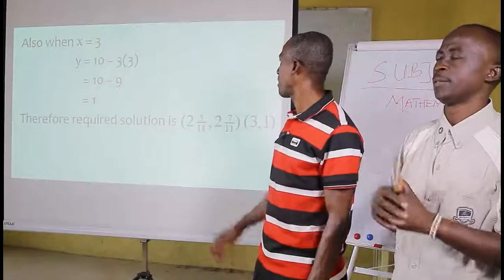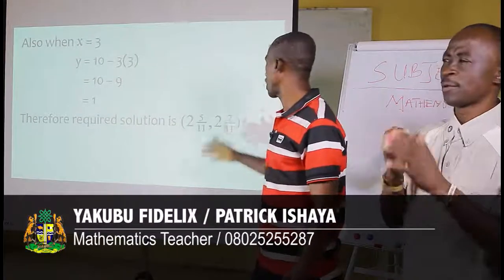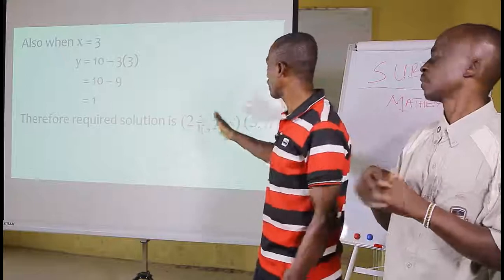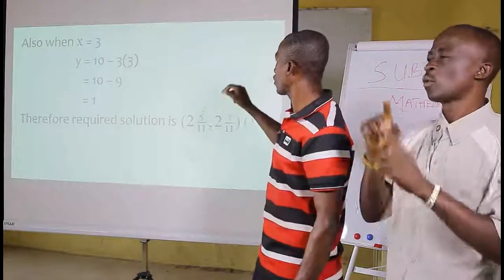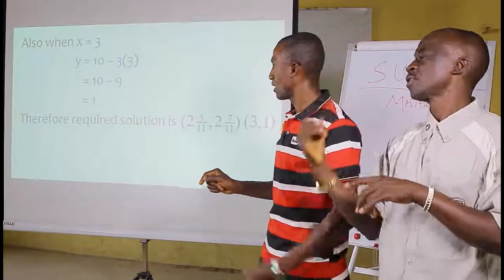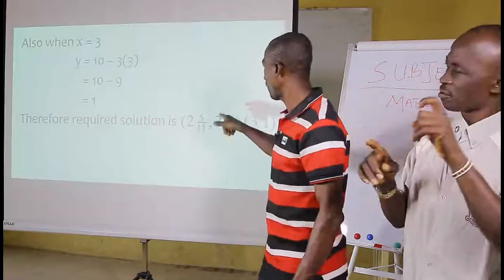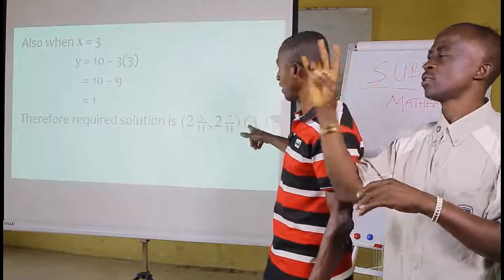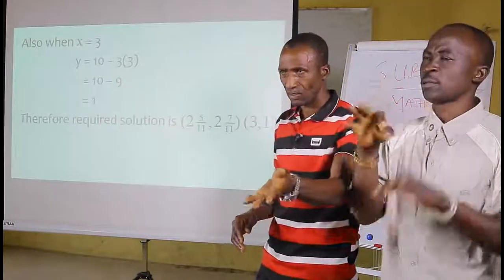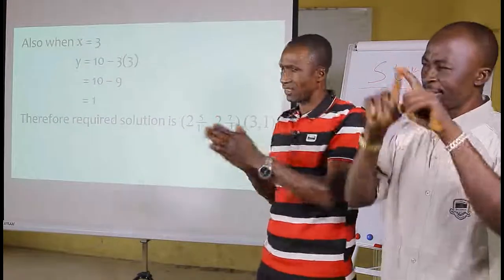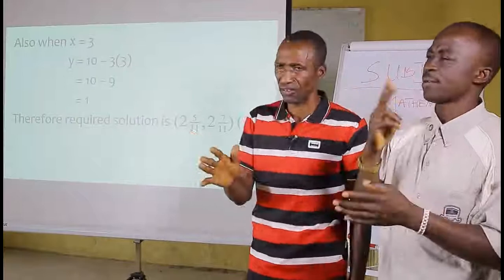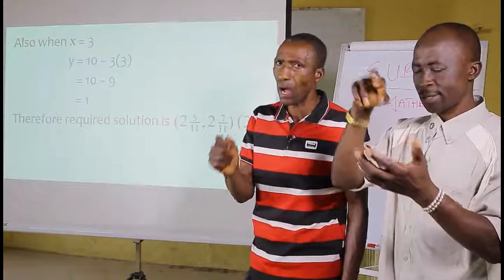My dear students, let me again explain the meaning of this solution the way I wrote it. The first value, which is 2 whole number 5 over 11, stands for the first value of x. That is, when x was 2 whole number 5 over 11, our y was gotten as 2 whole number 7 over 11. Then come to 3, 1. The 3 here represents the second value of x. That is, when x was gotten as 3, our y was 1. So 3 represents the second value of x, while 1 represents the second value of y.